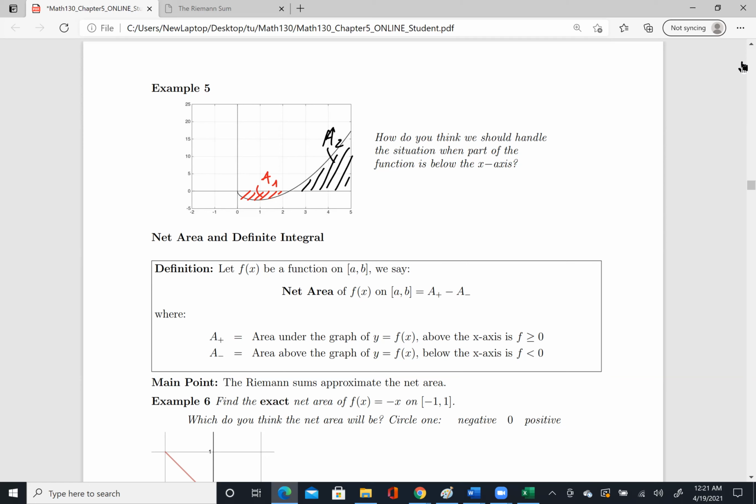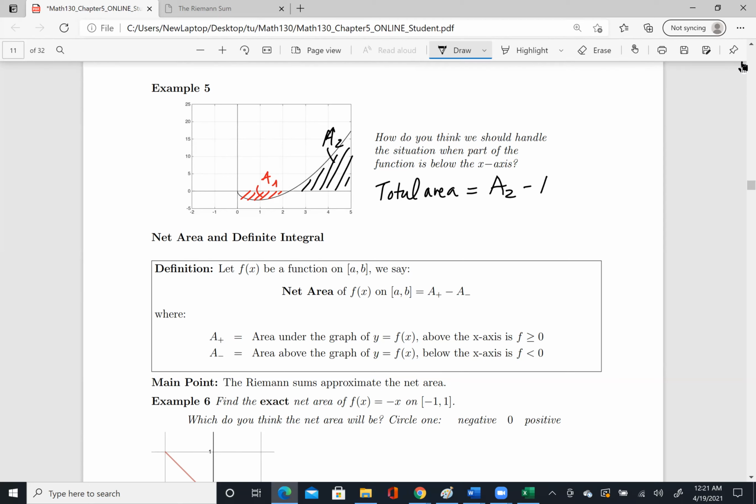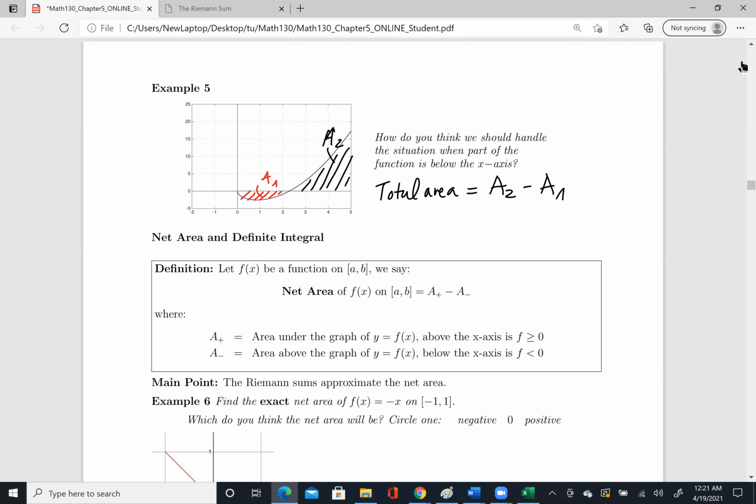We are actually going to use the total area, which will be equal to A2, the positive A, minus A1. Because here, A1 can be a negative number, because it's below the x-axis.